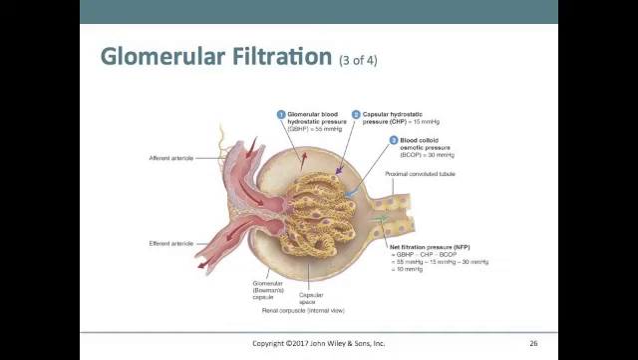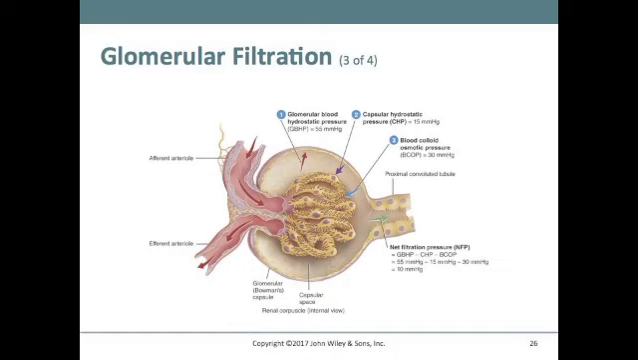Glomerular blood hydrostatic pressure promotes filtration, whereas capsular hydrostatic pressure and blood colloid osmotic pressure oppose filtration. So to that end, glomerular filtration depends on 3 main pressures. 1, the glomerular blood hydrostatic pressure is the blood pressure in the glomerular capillaries. 2, the capsular hydrostatic pressure is the hydrostatic pressure exerted against the filtration membrane by fluid already in the capsular space in the renal tube.